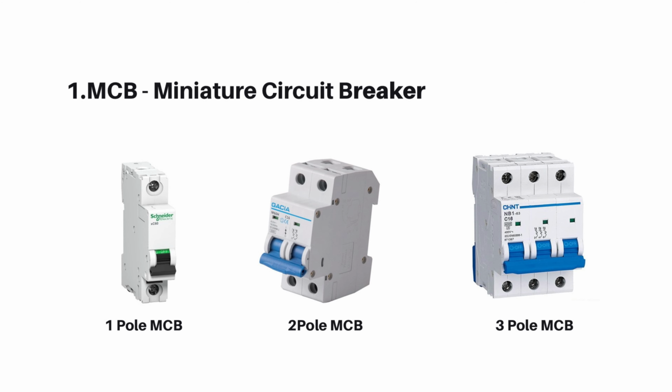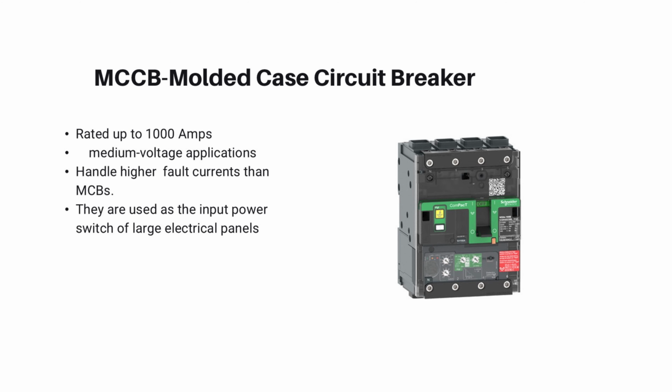Now we go to the second type of circuit breaker. So we have what is called the molded case circuit breakers, MCCB. These MCCBs, their rated current is much higher than the MCBs. They are rated up to 1,000 amps.